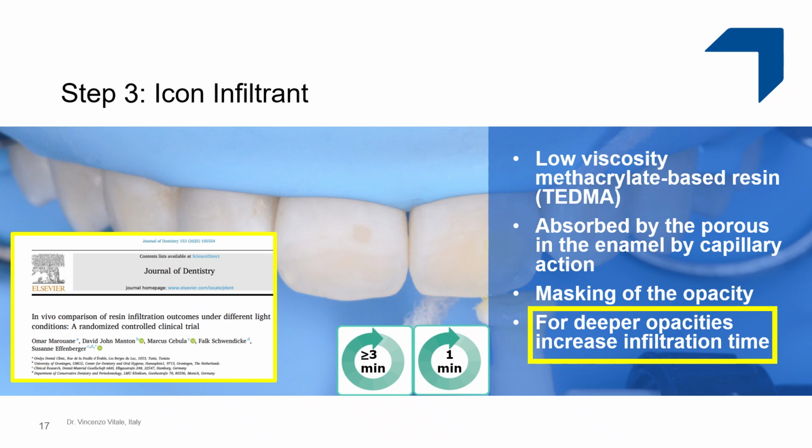Using a new tip, reapply the ICON infiltrant for 1 minute and remove any excess material. Then, light cure all sides again for 40 seconds each. Rinse thoroughly, remove the rubber dam, and use polishing cups for the surface finish.